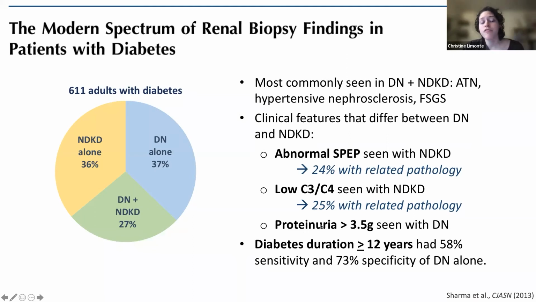Here, proteinuria greater than 3.5 grams was also seen more commonly with diabetic nephropathy compared to non-diabetic kidney disease, similar to the UW study. And the variable that ended up being most predictive of diabetic nephropathy alone was length of diabetes duration. If you had diabetes for longer than 12 years, the specificity of biopsy showing diabetic nephropathy alone was 73%. And this study did not have retinopathy data available.